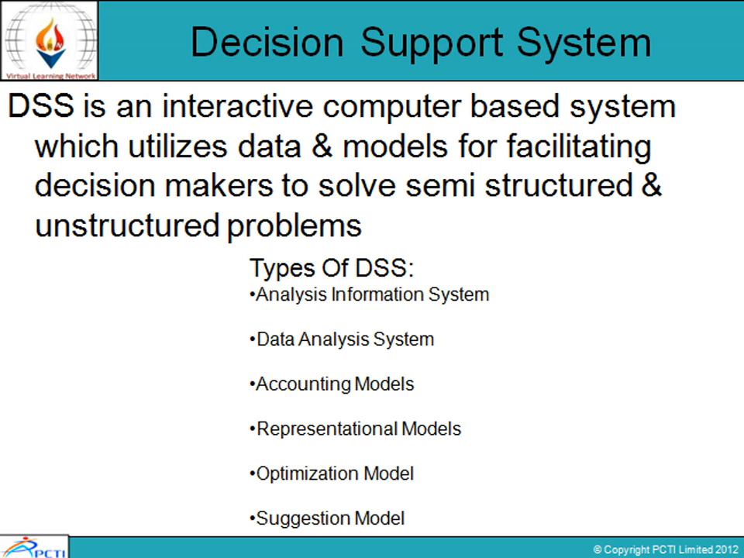When we talk about decision support system, it is a very interactive computer based system which utilizes data and models to help decision makers solve semi structured and unstructured problems. It assists managers in decision making, it supports rather than replaces managerial judgment, and it improves the quality and results of decision making. There are certain types of decision support system. One is analysis information system, data analysis system, accounting models, representation models or optimization models, and suggestion models.